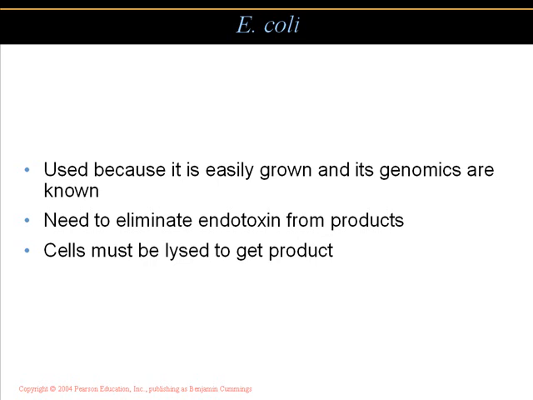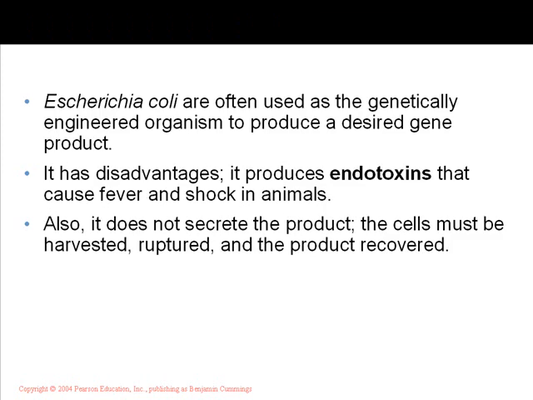E. coli has a powerful endotoxin that not only causes problems locally. So if you get an E. coli infection, say in a localized area of your stomach or in the bladder, it secretes a toxin. The toxin gets in the bloodstream and can pass to other parts of the body as well. So because it has an endotoxin, we have to eliminate that. The cells must be lysed to get a particular product.